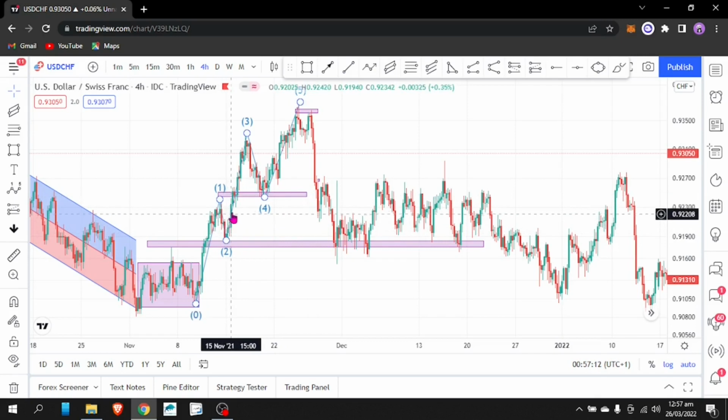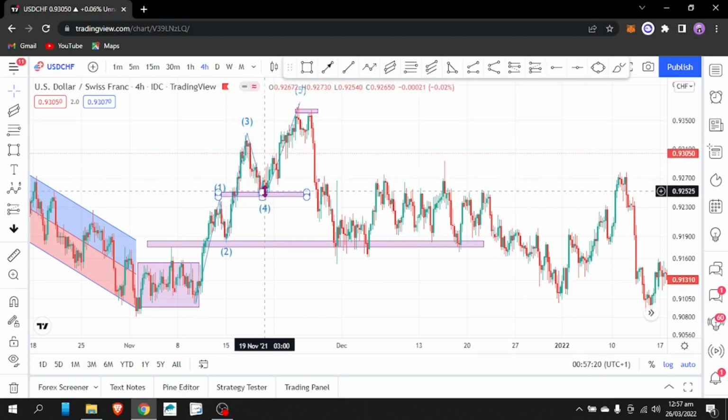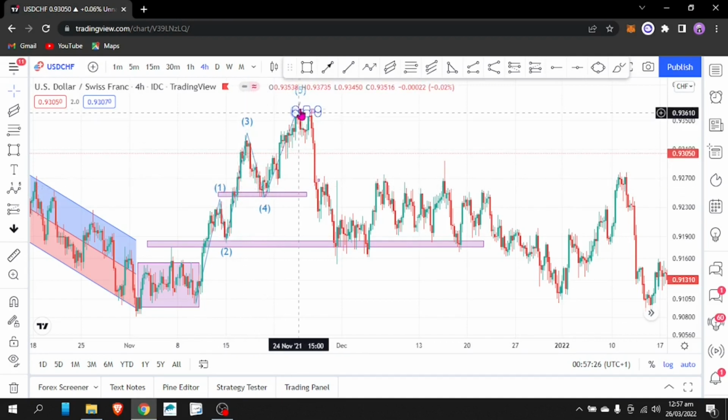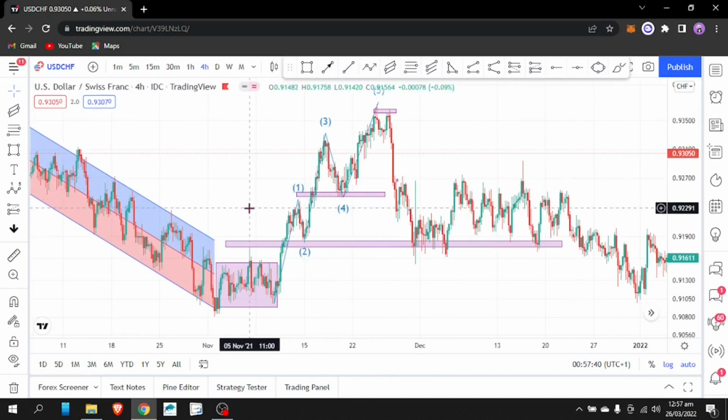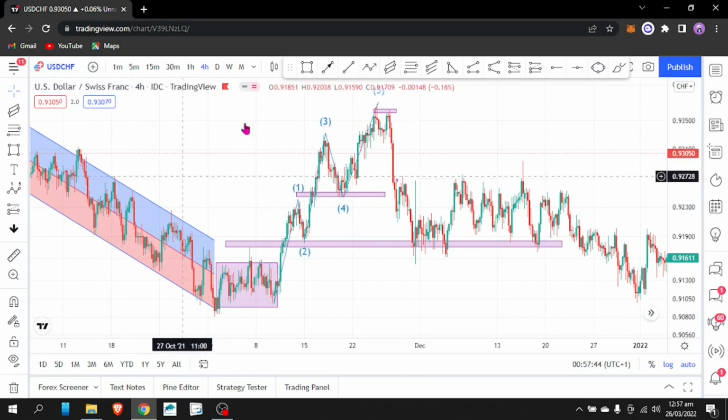It then pushed higher, giving us a second impulsive push up, which is our third wave, and then came back to retest that broken resistance, which is now our support level, and then we had another push up. This same process you can also find on other charts, not only USD CHF. You can also find them on monthly, weekly, or daily time frames.